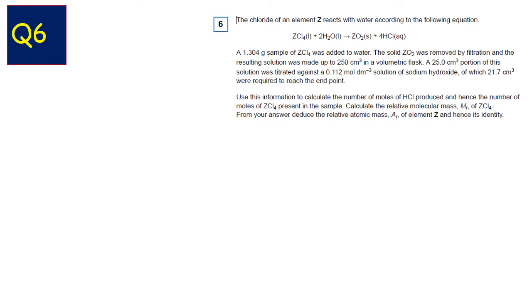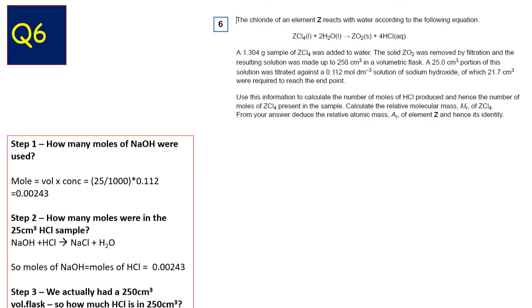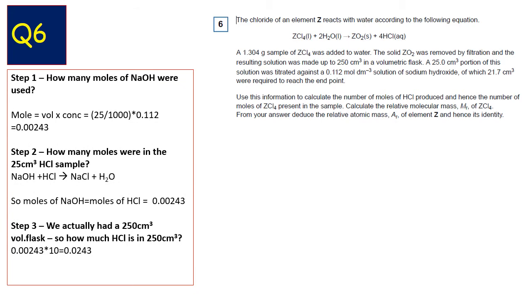Going through this then, where do we start? Well, we know they've done a titration, and we know the concentration and the volume of sodium hydroxide, so we can find out how many moles of sodium hydroxide there were. If we know how many moles there are of sodium hydroxide, then we know how many moles of HCl there is in this 25 centimetre cube sample. So they have a 1-to-1 ratio. That's going to be the same number.